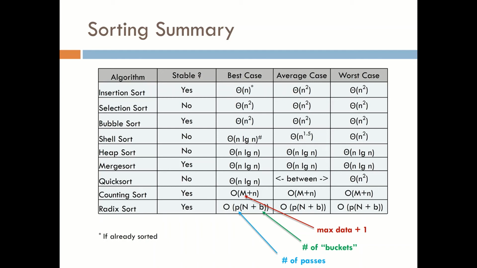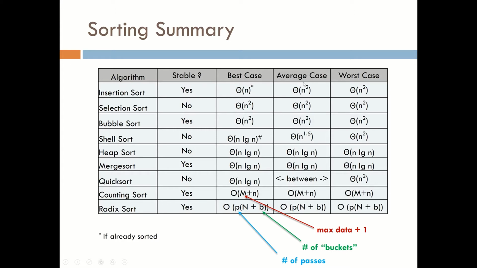So here's the story on stability, best case, average case, and worst case for all of the algorithms that we considered. We see that insertion sort, bubble sort, merge sort, counting sort, and radix sort are all stable, and selection, shell, heap, and quick sort are not. Out of the top three order n squared sorting algorithms, only insertion sort gives us improved performance in the best case.